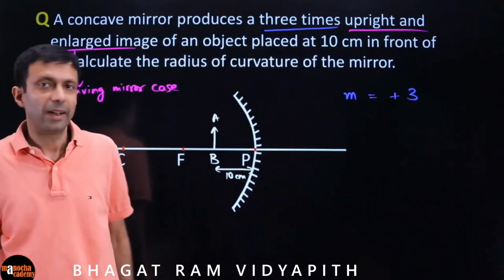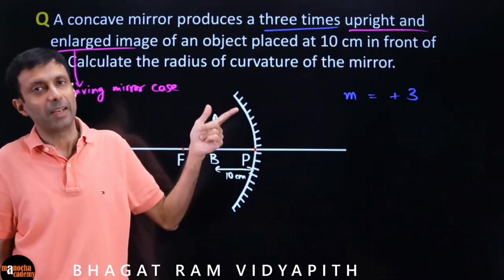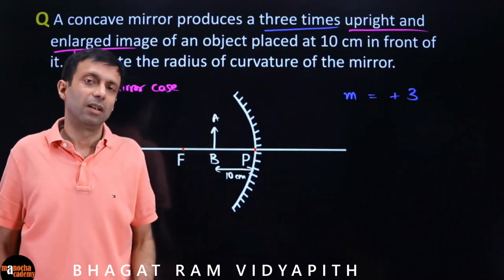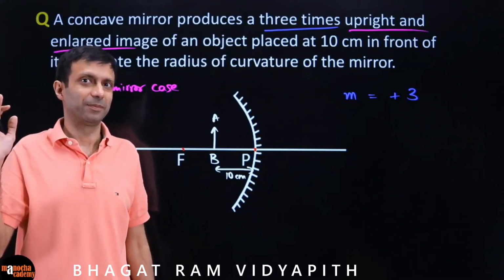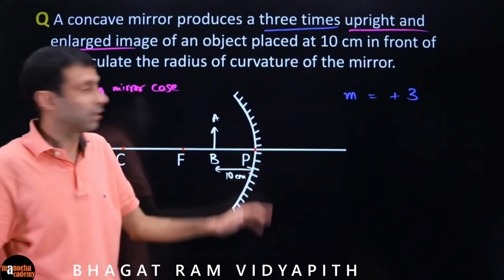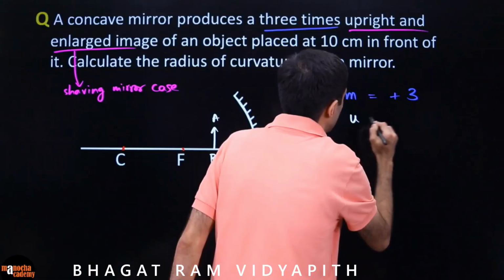+3. Why did I write +3? Because 3 times, and positive because upright image. Negative means it is an inverted image. So positive magnification means image is upright. Clear? So we have written this, and now we know that object distance given to us is 10 centimeters.